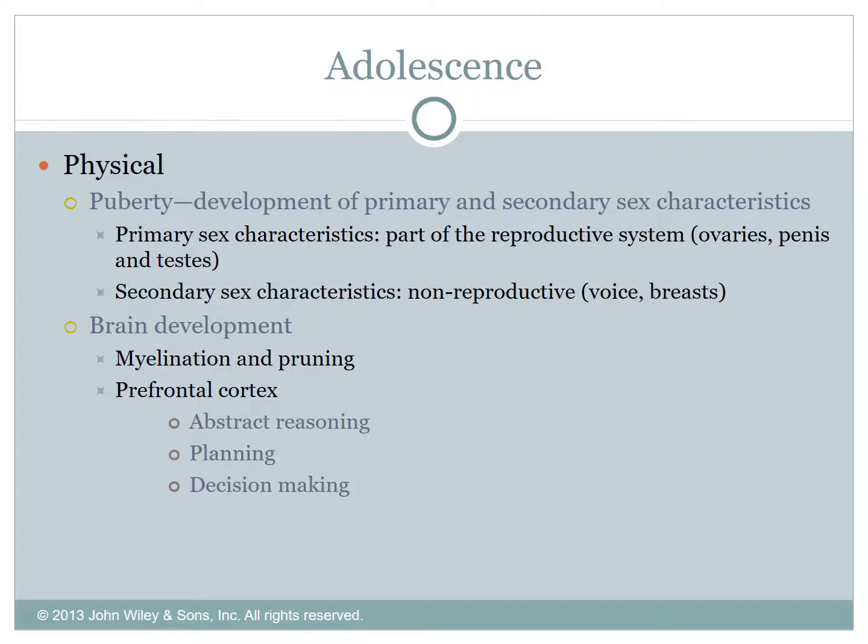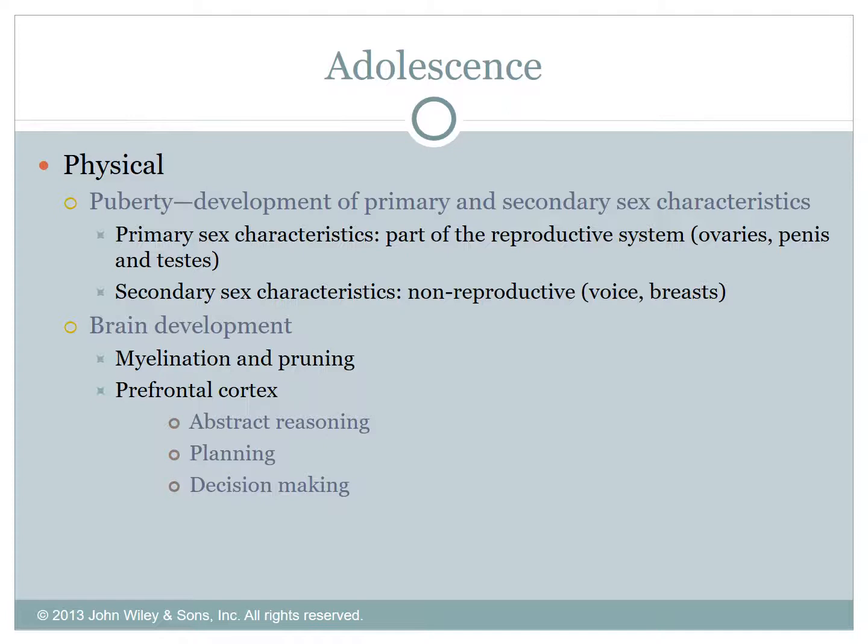As we continue to develop, we enter the wonderful stage of puberty, where we develop secondary sex characteristics. Your primary sex characteristics are the reproductive systems and organs that you start life with, either having ovaries and uterus or penis and testes. And usually people have one or the other, not always, but usually. With secondary sex characteristics, we have non-reproductive sex characteristics that begin to develop.